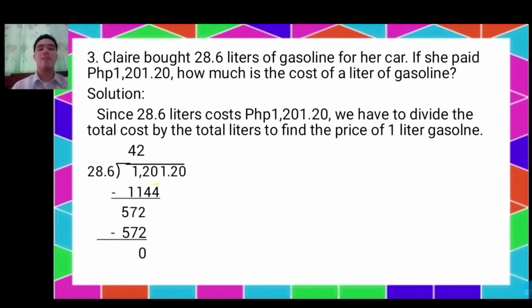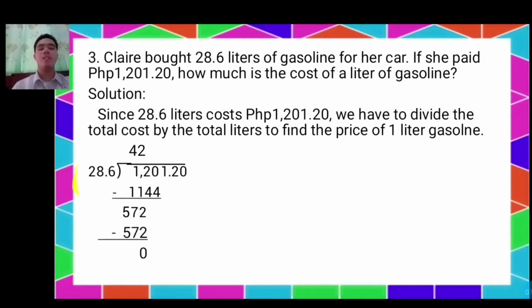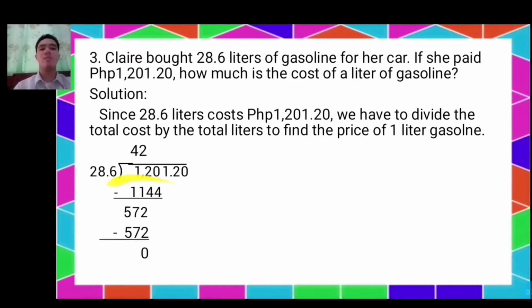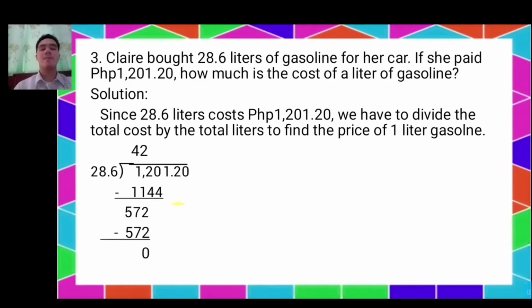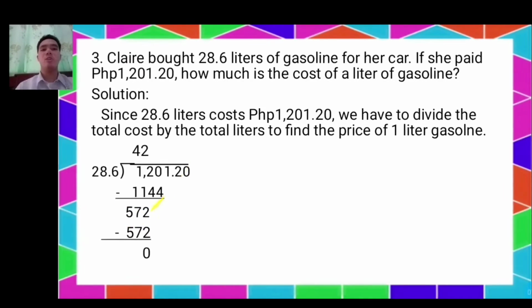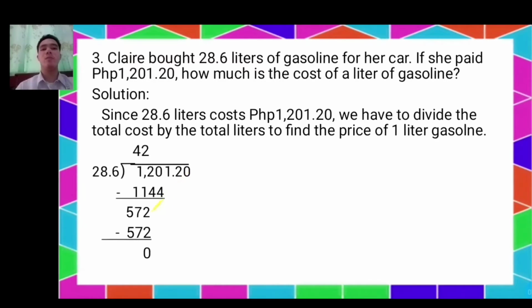So, let's try 4 digits. 1,201 divided by 286. That is 4. 4 times 286, that is 1,144. Let's subtract, that is 57. We have to bring down 2. Okay, bring down 2.